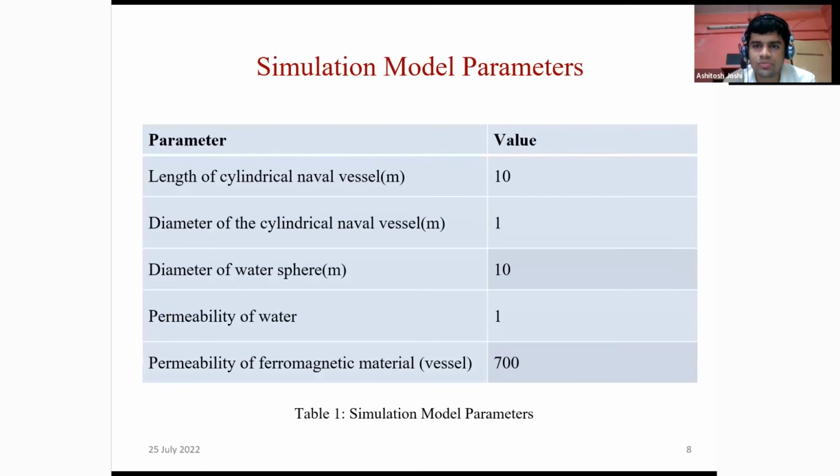So these are the simulation model parameters which I have used. I have considered cylindrical vessels with the length as 10 meters, diameter as 1 meter. And for water, I have used a spherical shape with a diameter of 10 meters. Permeability of water, I have taken the standard value as 1 and permeability of ferromagnetic material as 700.